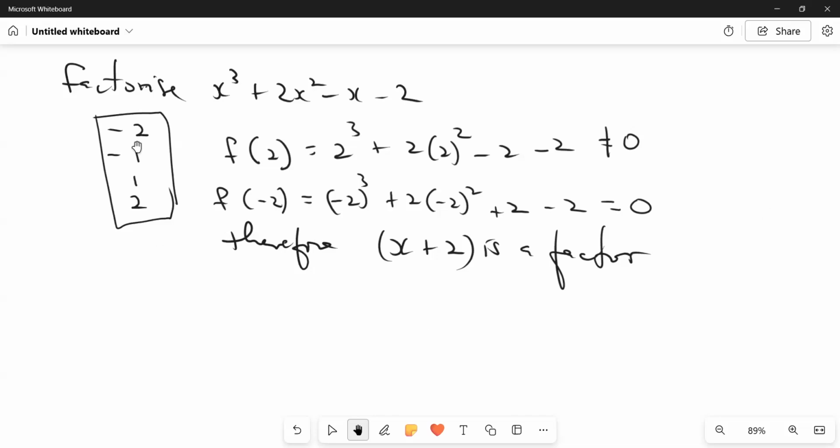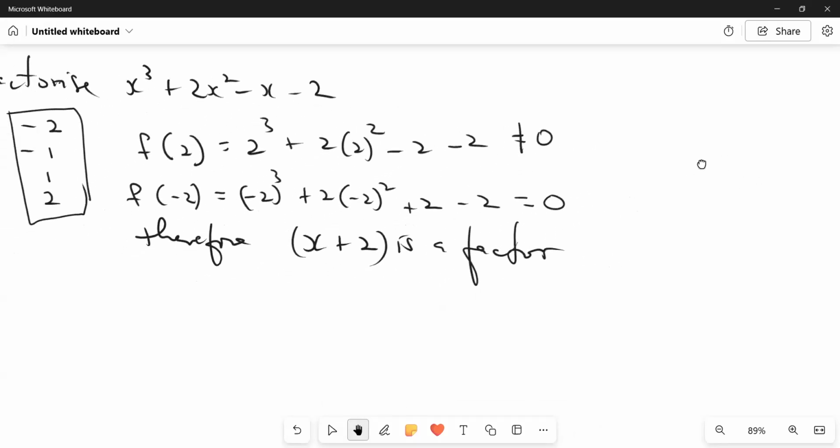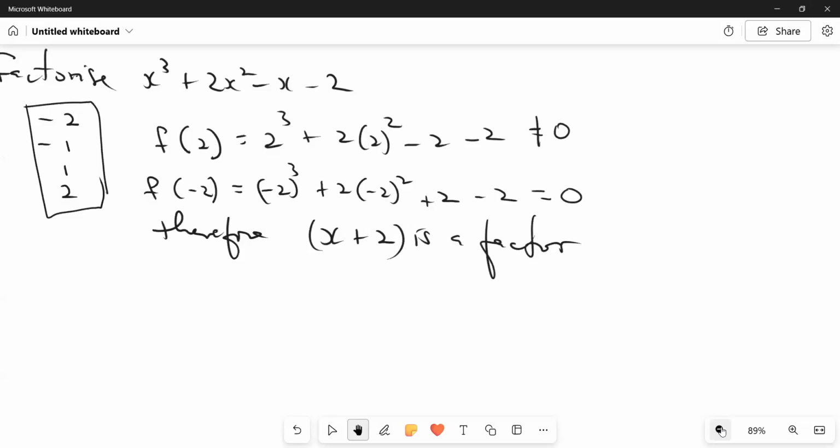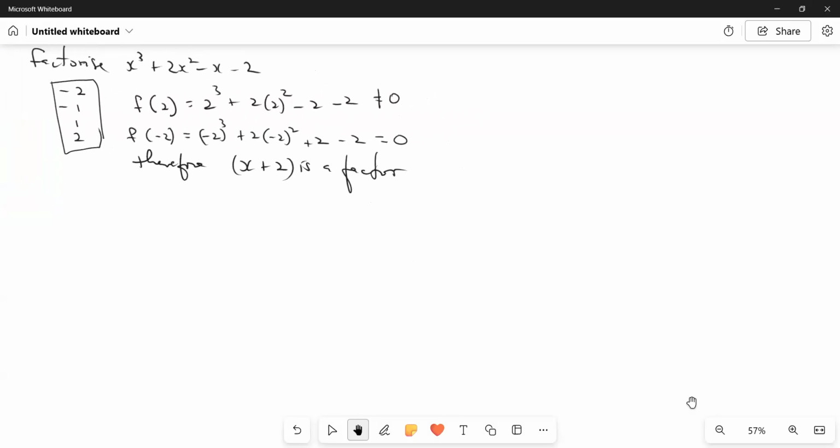Alternatively, you can try them and see if you can figure out another factor. Alternatively, you could do the long division now, and see if I can make it smaller, maybe. So let's do the long division and see what happens.